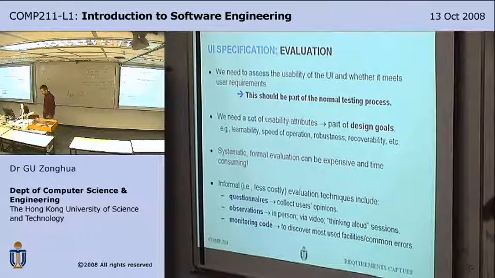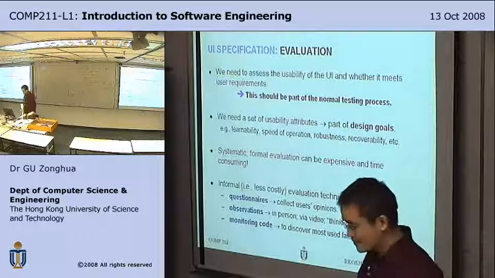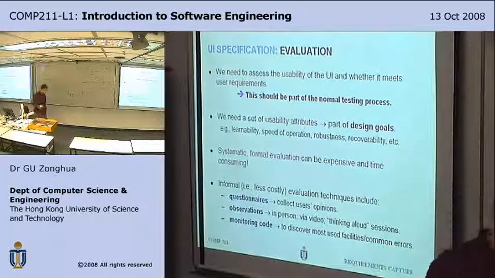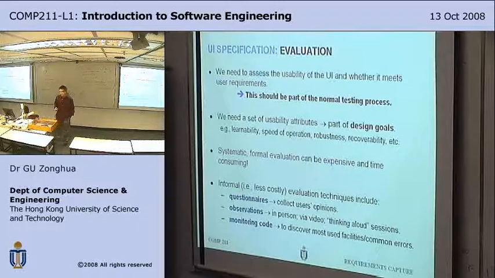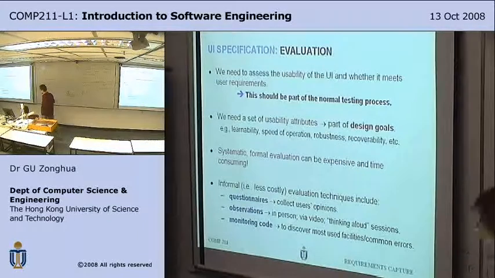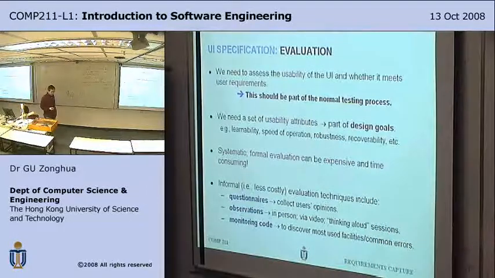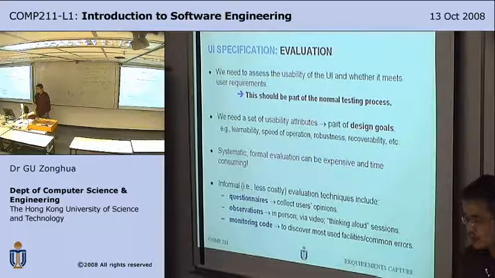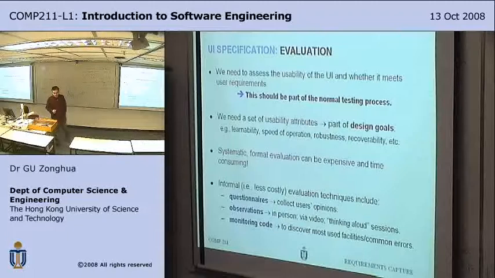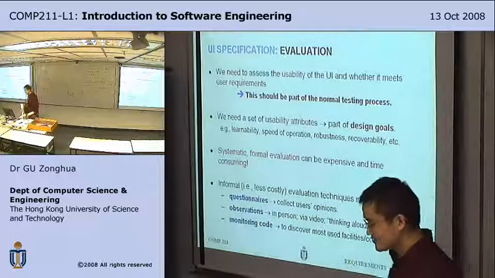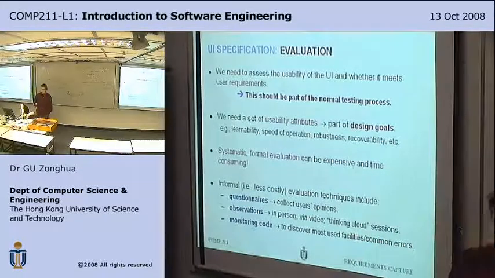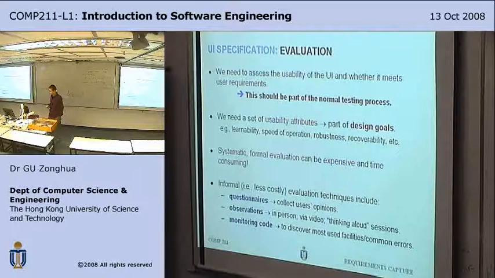Monitoring code to discover information. For example, you can insert logging code into your UI to record how many times the button is clicked, how many times the menu item is invoked. So if a menu item is invoked very often, then perhaps you should make a shortcut button for it. Bring it to a more prominent place on the UI. You shouldn't hide it behind many layers of menus. If something is used very rarely, perhaps you can hide it a few levels deep.